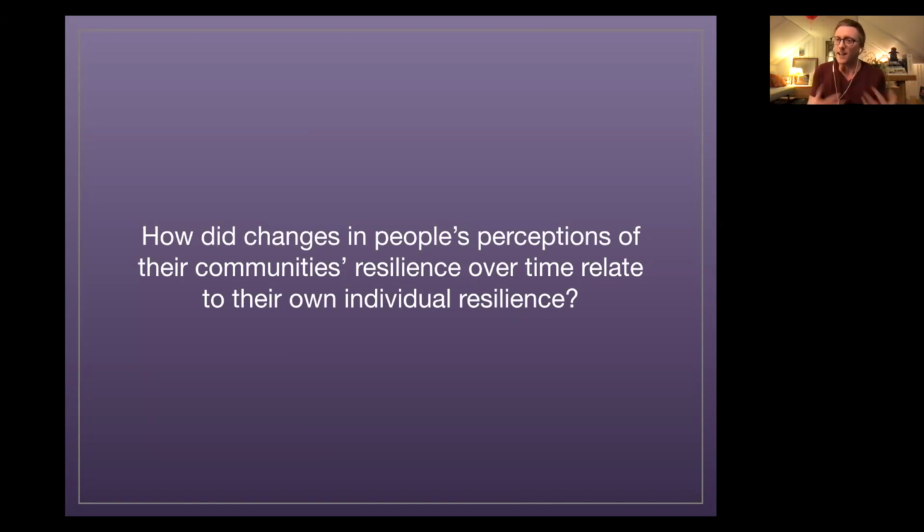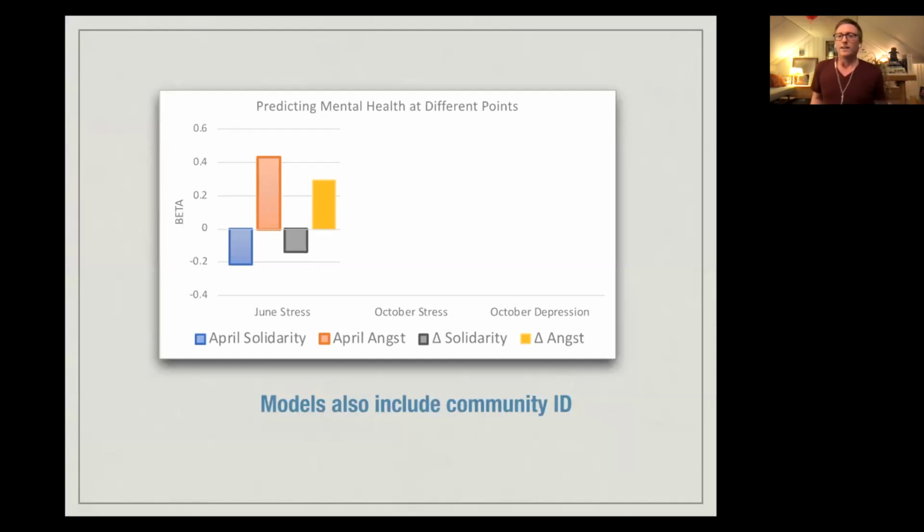And so this leads to the next question, which is how did changes in those perceptions of community resilience over time relate to individual resiliency? And so we thought, and this was the hypothesis, that if you thought your community was rallying in solidarity in early April, that's great. But if you think that solidarity decayed over time, that might be further predicting negative mental health, so more stress or more depression. It turns out that's the case.